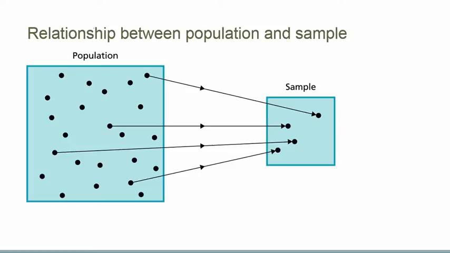Relationship between population and sample. In this case, our population is in a square and represented by black dots. We have maybe 20 of them. The sample is in a square, and it is 4 of the black dots that represent our population. The sample is drawn from the population.